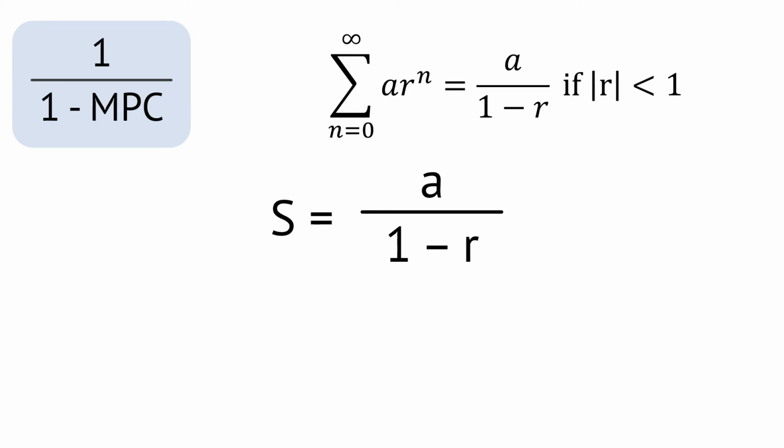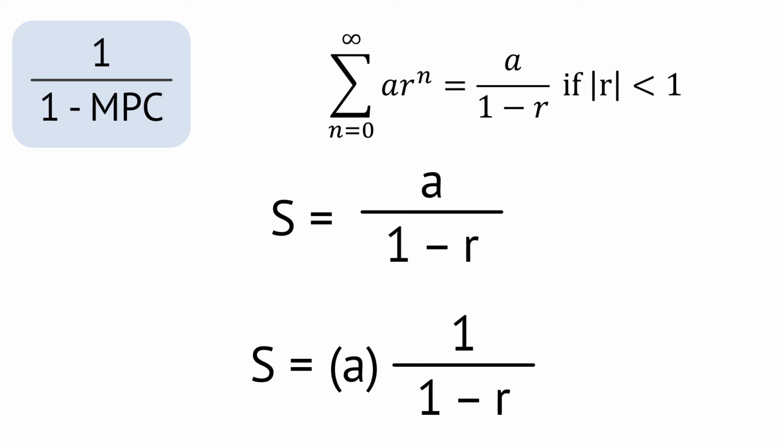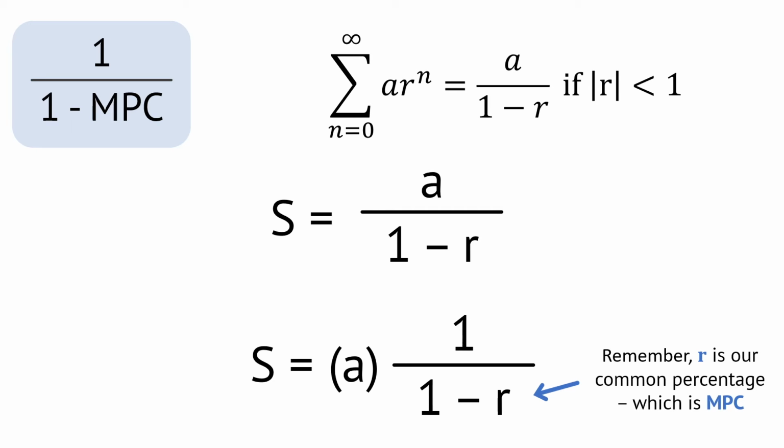So once we get this here, what we can then do is pull that a out in front. Because remember, we said a is the initial spending there. And so as we pull a out in front, this is where things are going to really start looking familiar. Because we have a times 1 over 1 minus r. But keep in mind, r is our common percentage. And what is our common percentage? It's MPC. So we can go ahead and substitute MPC in there for r.